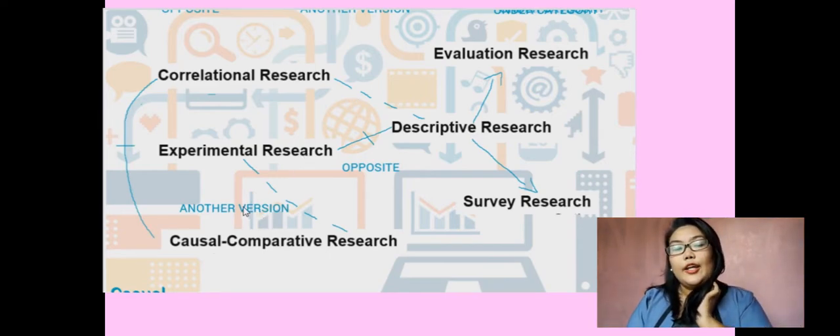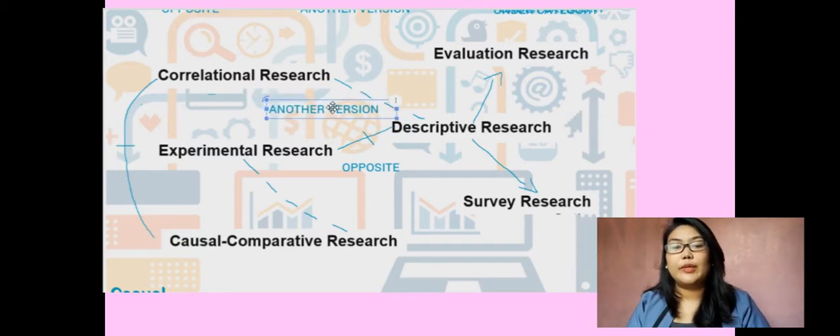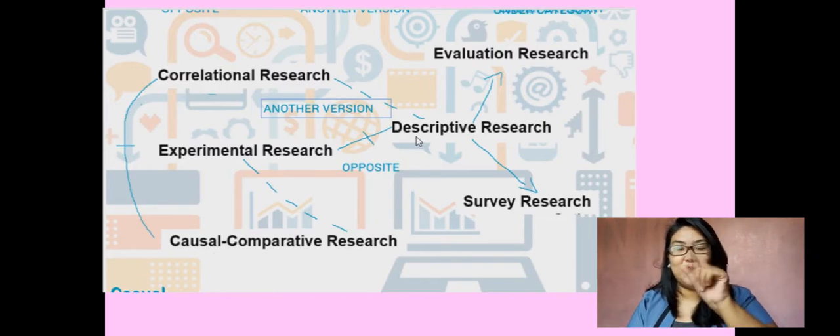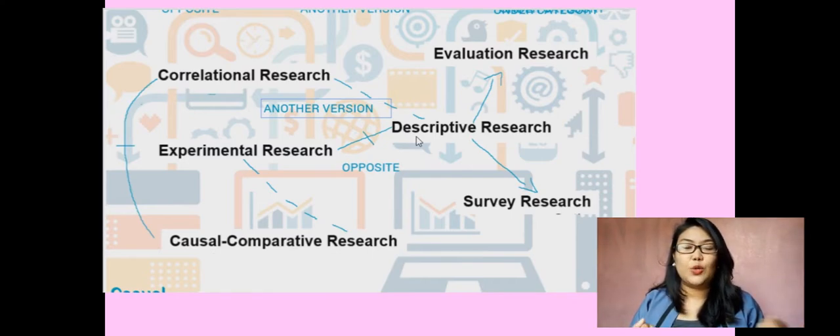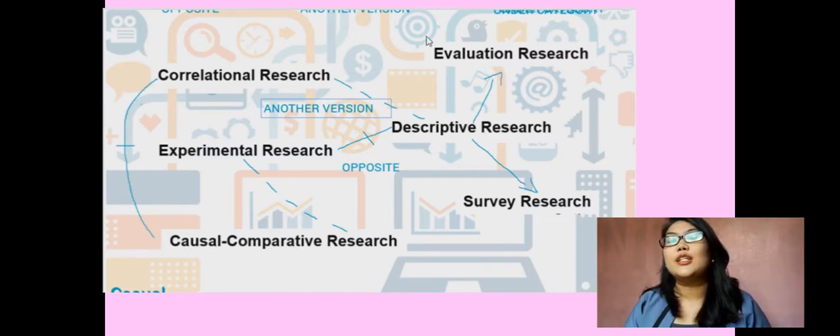Next, another version could be correlational and descriptive, in a way that if you multiply descriptive research into two, if you are finding two or more phenomena, then you are already in correlational research. That's their connection.